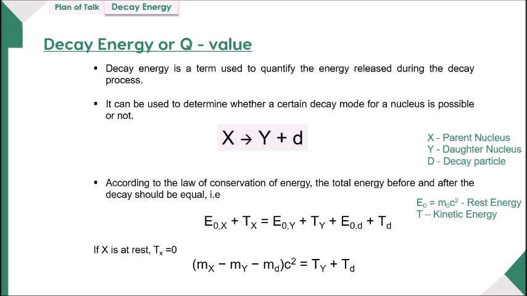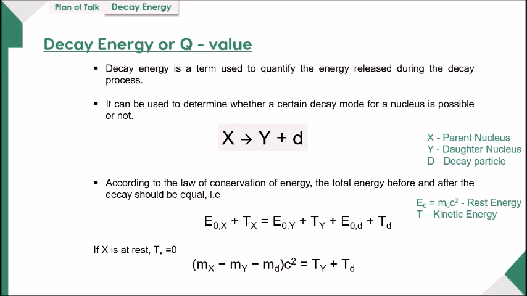E0x plus Tx is equal to E0y plus Ty plus E0d plus Td, where E0x represents the rest energy, that is M0 c square, for the parent nucleus. Tx is the kinetic energy of the parent nucleus. E0y is the rest energy of the daughter nucleus. Ty is the kinetic energy of the daughter nucleus. E0d is the rest energy of the decay particle. Td is the kinetic energy of the decay particle.